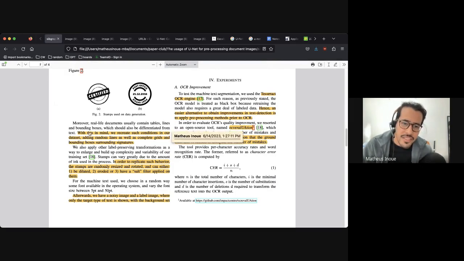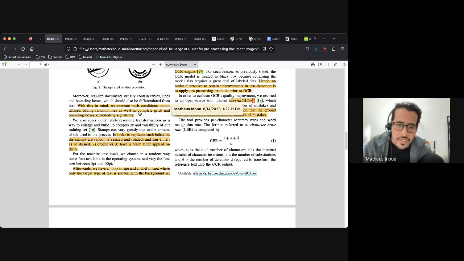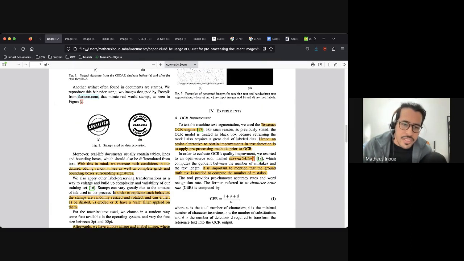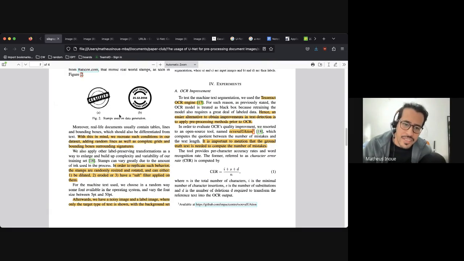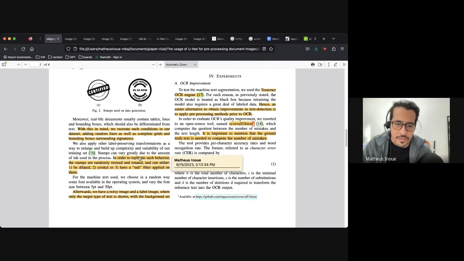Yeah, so basically here they want to create really real life documents, so they create conditions, so they add random lines, some grids like tables, and then the signatures. And also here they don't just apply the stamp, there are two stamps that they did, but they also do some operations, so they have the morphological operation, so a dilation, erosion, and also some noise applied to it.